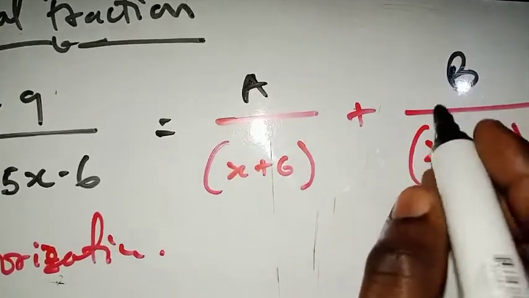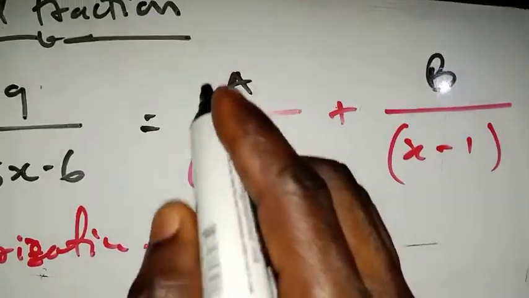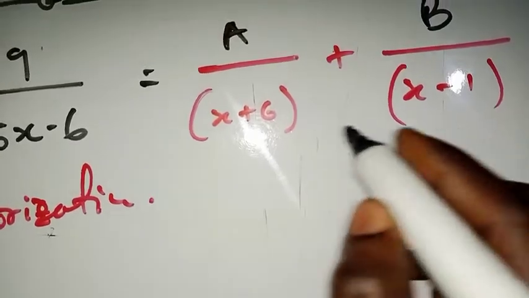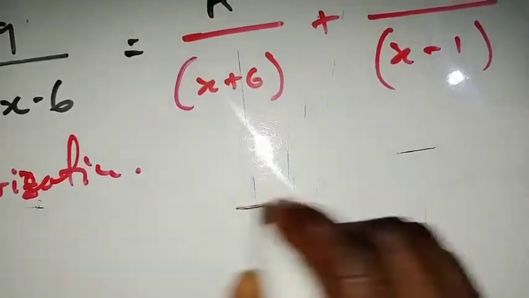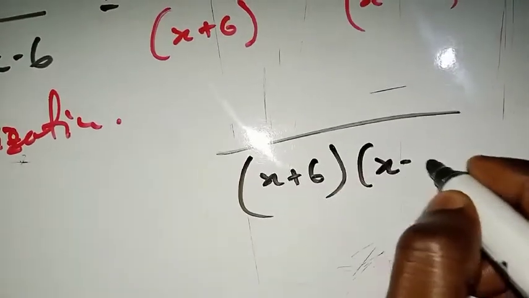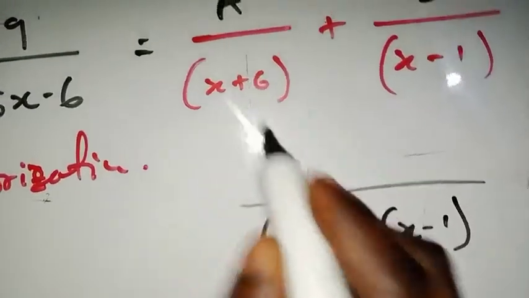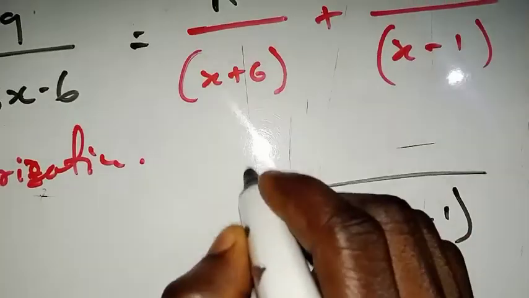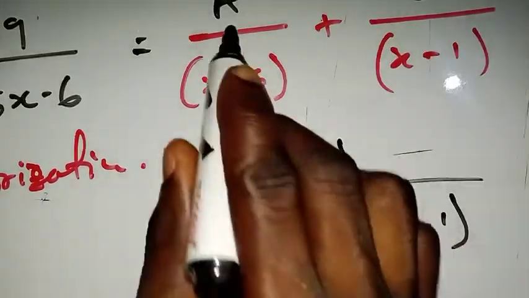Now, how do you solve this? If you know how to add simple fractions, this should be familiar. Here we are going to find the least common multiple of these two denominators, which is going to be x plus 6 and x minus 1, right? So we use this, and this will cancel out, and then we have A multiplied by x minus 1. So that is what we are going to have.